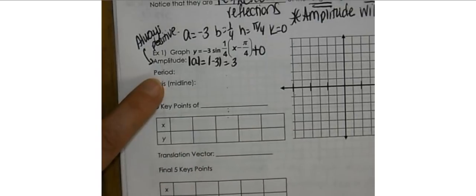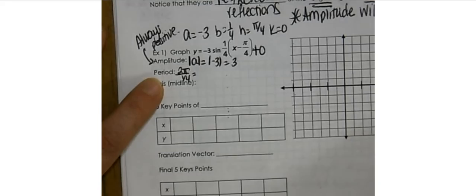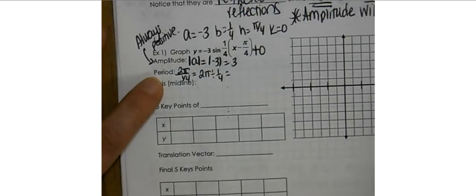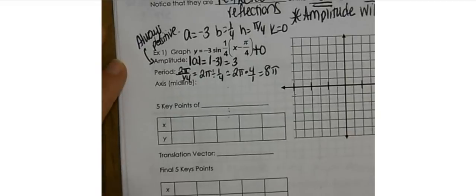We still find the period the exact same way. So that's going to be 2 pi divided by our B value. Our B value is 1/4. So this might be something where you want to be careful. If we go 2 pi divided by 1/4, that means that we're going to be multiplying by the reciprocal of the second fraction. So that's 2 pi times 4 over 1, and that is going to be equal to 8 pi. So our period in this case is going to be 8 pi. Our midline is still based on k, and that's going to be y equals 0.